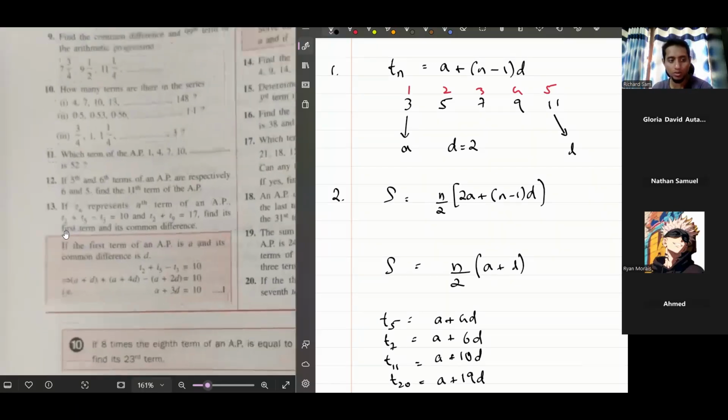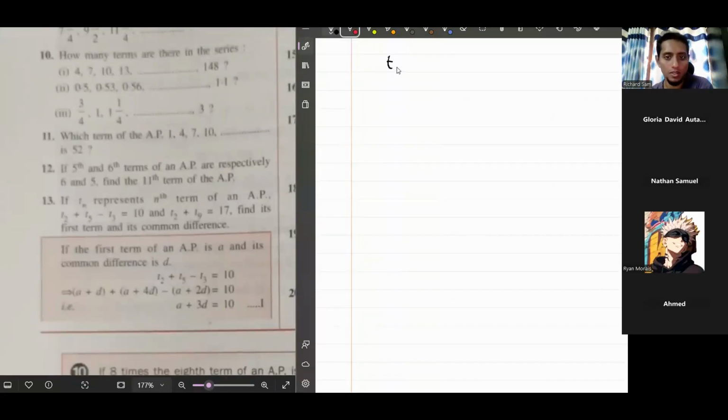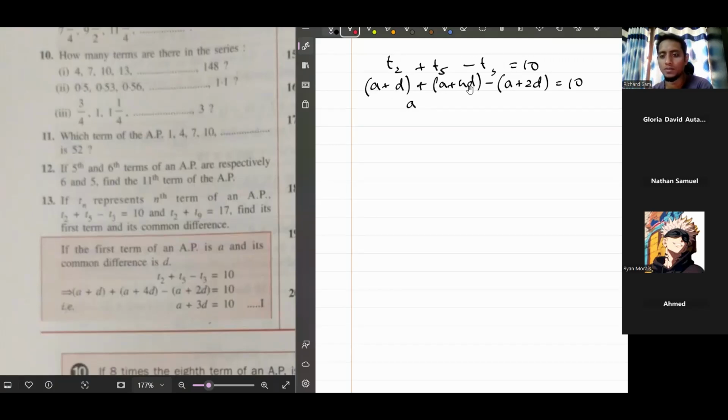So what is T2? Okay, so T2 plus T5 minus T3 is equal to 10. So T2 is A plus D, plus A plus 4D, minus A plus 2D, equal to 10. So you'll get an equation. Solve this equation. A plus A minus A, that's A. Plus D plus 4D, that's 5D, minus 2D, that's 3D, is equal to 10. So this will be our first equation.